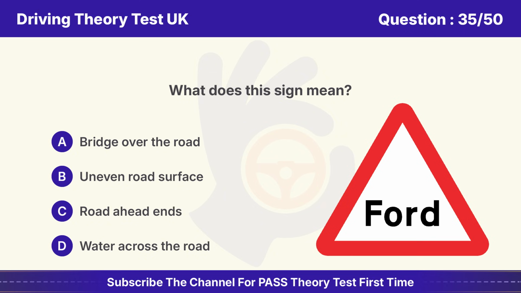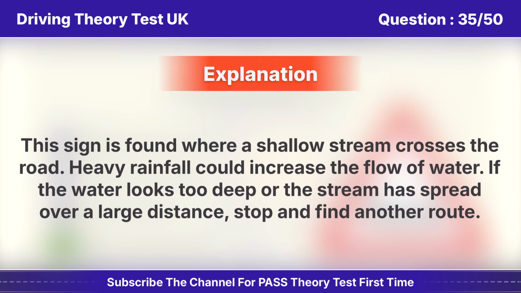Question 35. What does this sign mean? Answer is D. Water across the road. This sign is found where a shallow stream crosses the road. Heavy rainfall could increase the flow of water. If the water looks too deep or the stream has spread over large distance, stop and find another route.